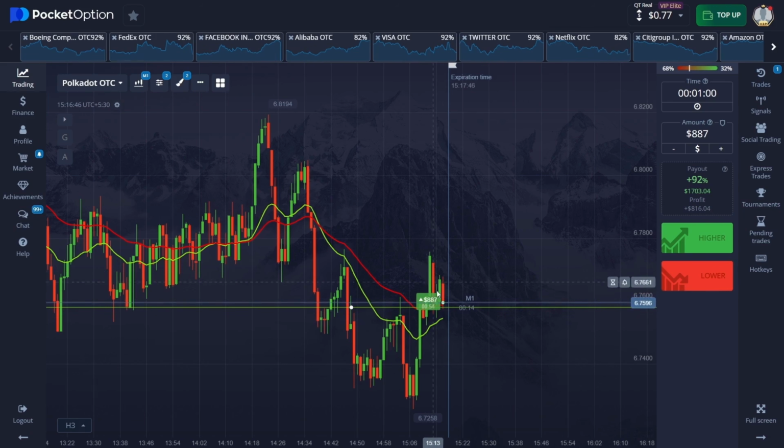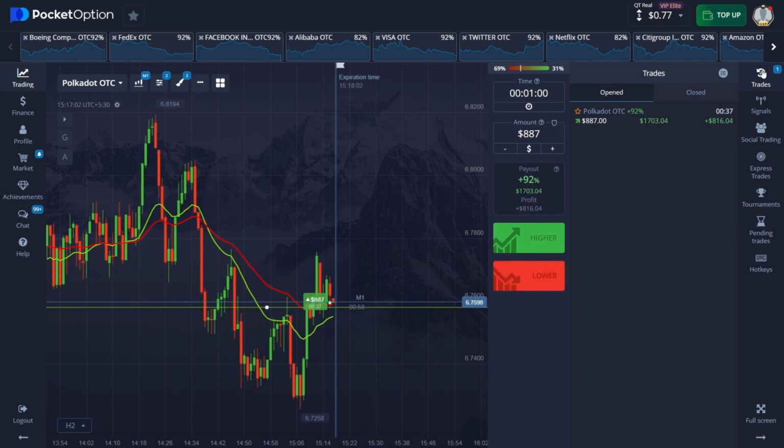Previously, I placed a trade for a downside move. Now, the candle has broken the moving average and retraced to it. That's why I'm taking this trade for an upward move. It's a retracement trade from the moving average. Let's see, currently the trade is in our favor with 38 seconds left.